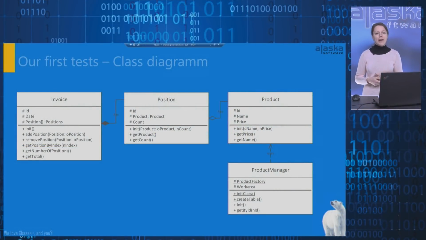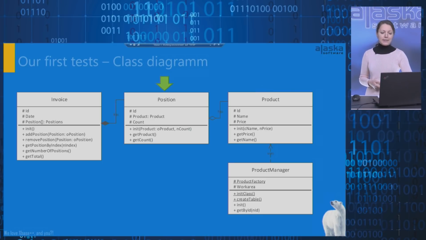In order to write our first test, we need some code. For this purpose, we can use the class diagram shown in the slide. It consists of 4 classes: Invoice, Position, Product, and Product Manager. I would like to start with the class Product. This class represents a product which can be sold in a shop, for example. The product has the following fields: ID, name, and price.